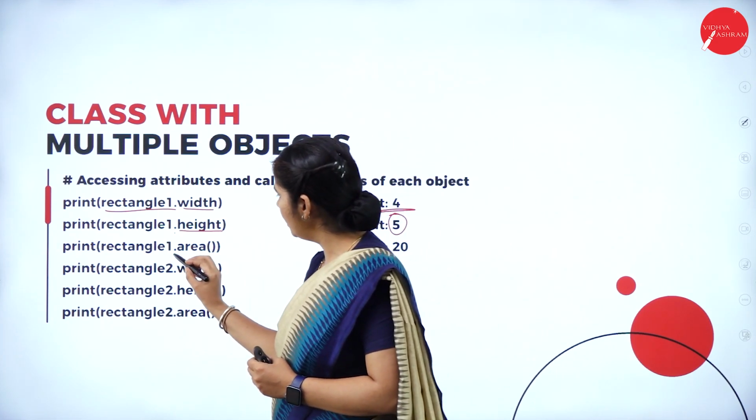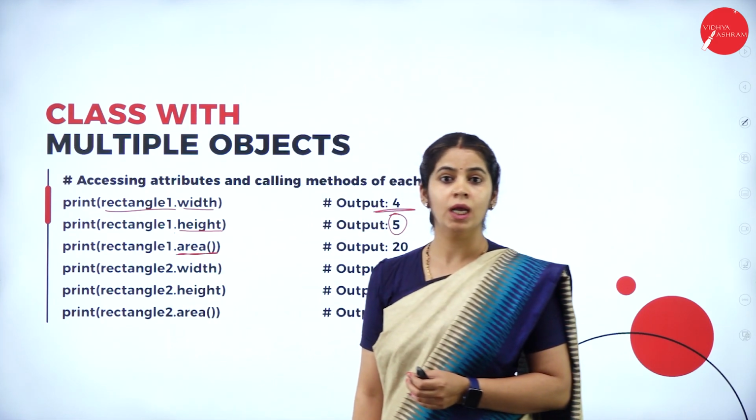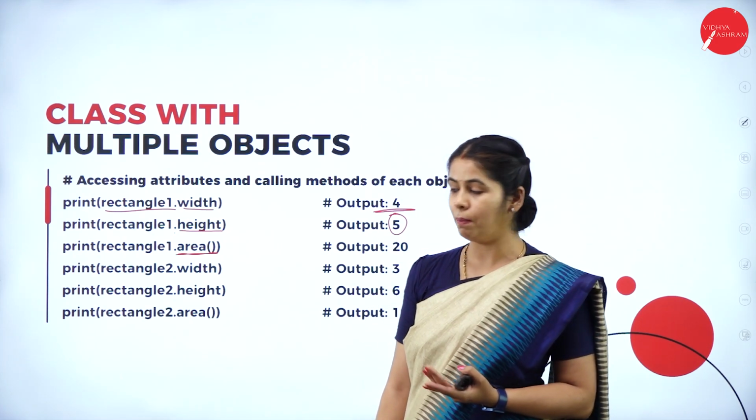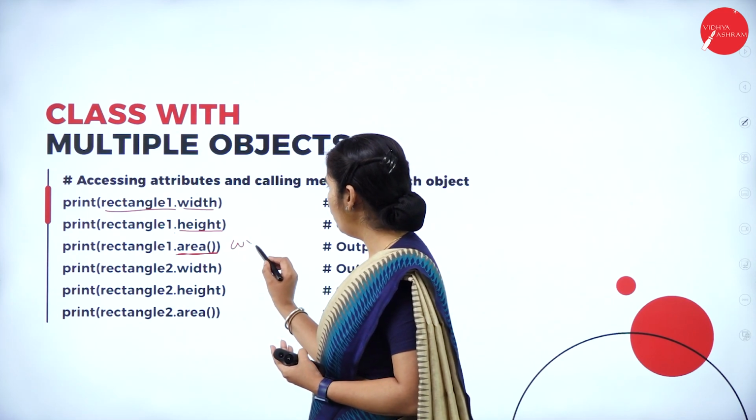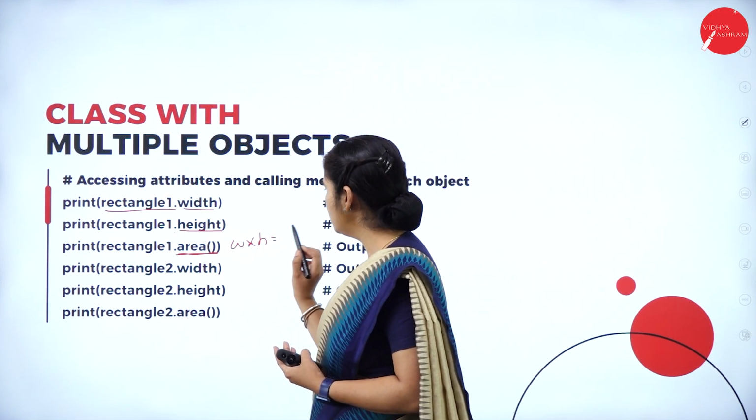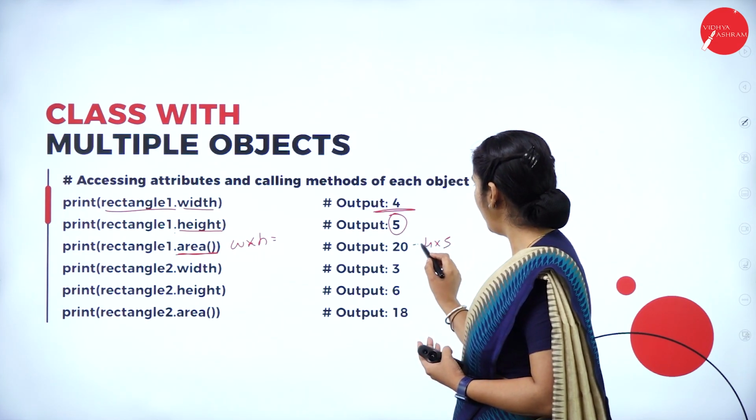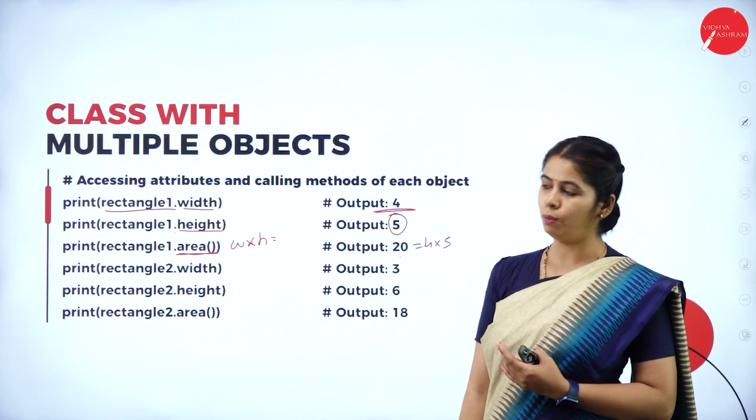Now here I am calling the function, the method area. What will that method return? That method will return W into H. What is the value that will be returned? That is 4 into 5. The value 20 will be returned as an output.